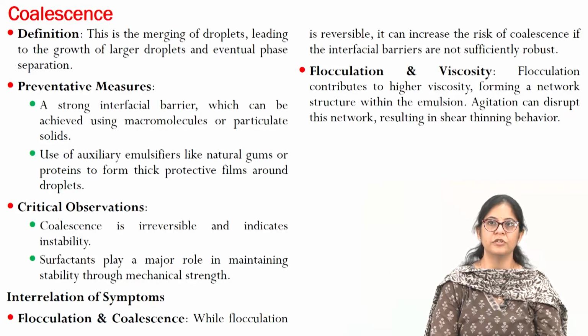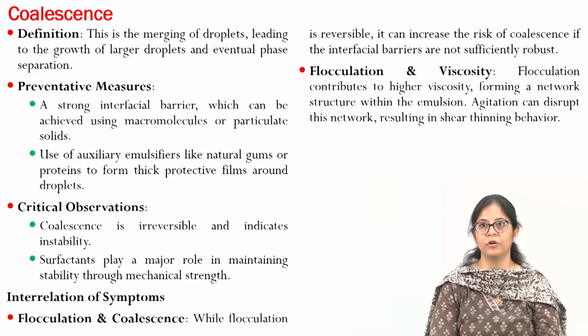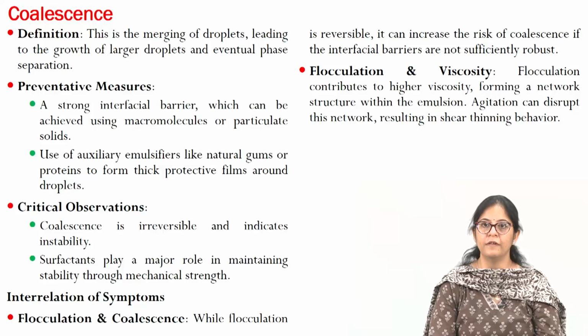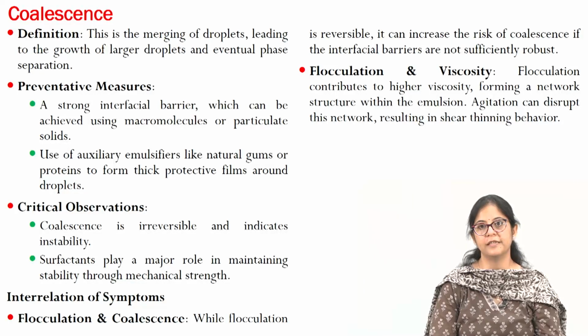Coalescence, this is the merging of droplets leading to the growth of larger droplets and eventual phase separation. A strong interfacial barrier, which can be achieved using macromolecules or particulate solids, can prevent coalescence. Use of auxiliary emulsifiers like natural gums or proteins to form thick protective films around the droplets can also be done. Coalescence, however, is irreversible and indicates instability. Surfactants play a major role in maintaining stability through mechanical strength.